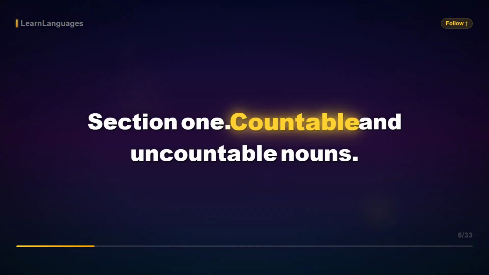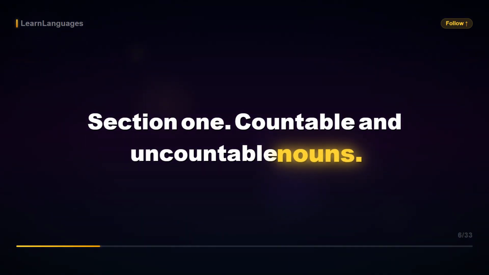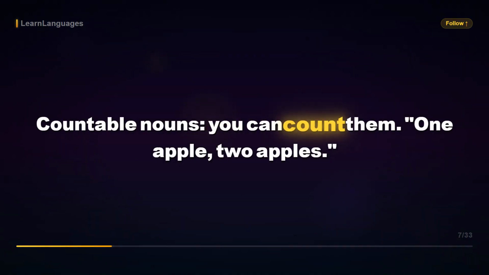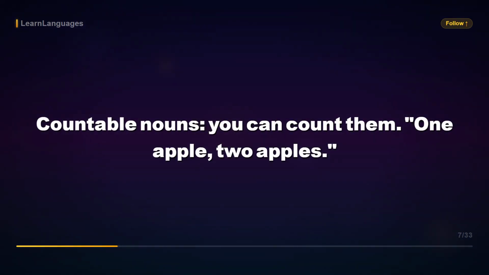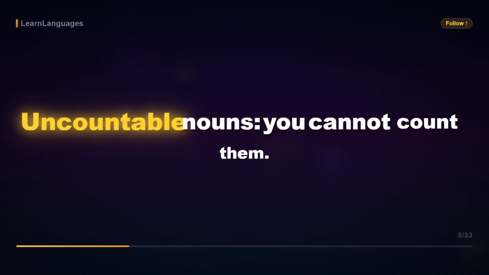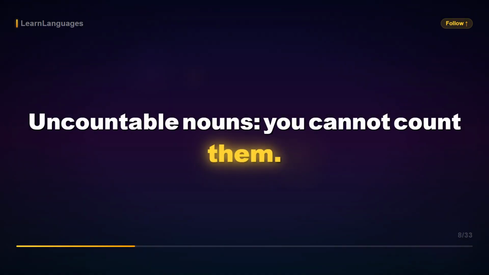Section 1. Countable and uncountable nouns. First, you need to understand this difference. Countable nouns, you can count them. 1 apple, 2 apples, 3 apples. A friend, 2 friends. Uncountable nouns, you cannot count them.